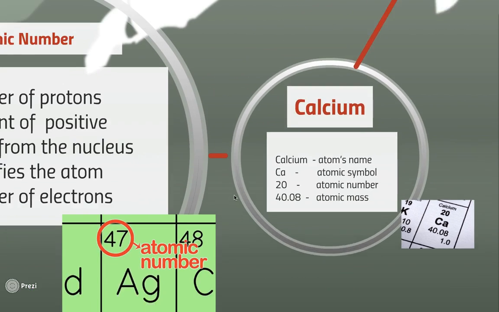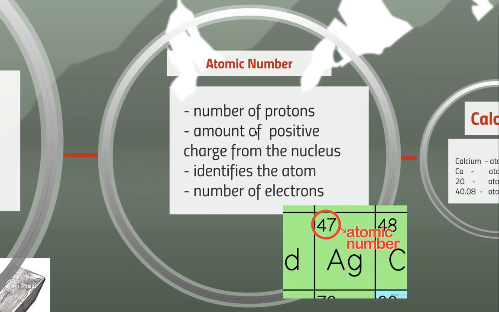The atomic number 20 tells us that calcium has 20 positive charges in its nucleus. Remember, it tells us the number of positive charges. It has 20 protons, and then it also has 20 electrons. Remember the electrons are the negative charges, and when we're dealing with neutral atoms, which is what we're dealing with now, you're always going to have the same number of positive charges and negative charges.